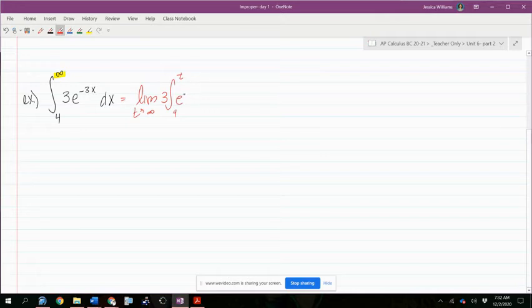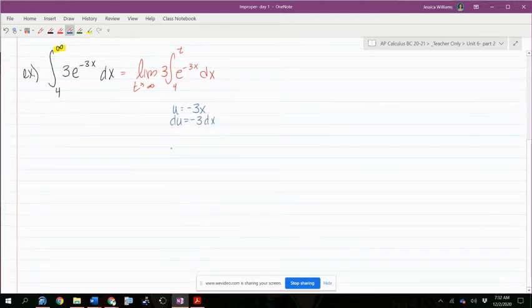E to the negative 3x dx. Now, this integral is not as straightforward. It's a u sub. I'm going to write it out because I sense that you're still kind of uncomfortable doing these u subs in your head, but if you can do it in your head, that's fine. So what we're turning this into, I'm just going to pull it down here to take the integral, and then I'll put it back up into my limit.